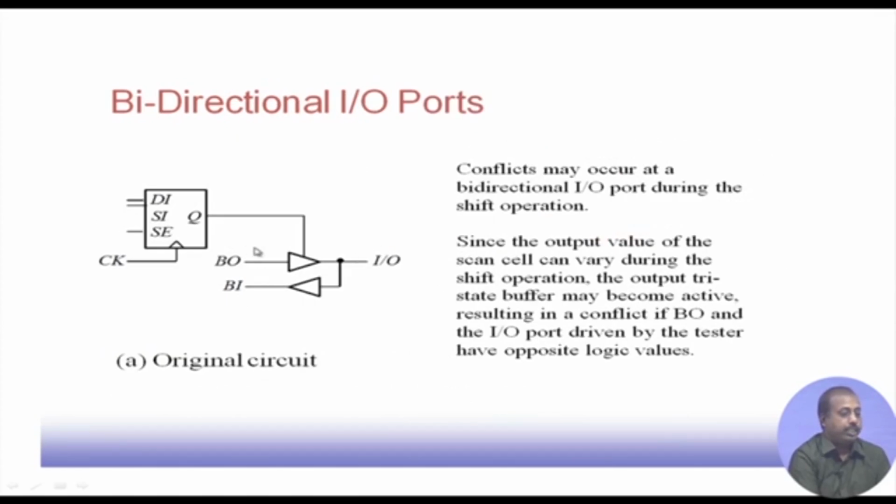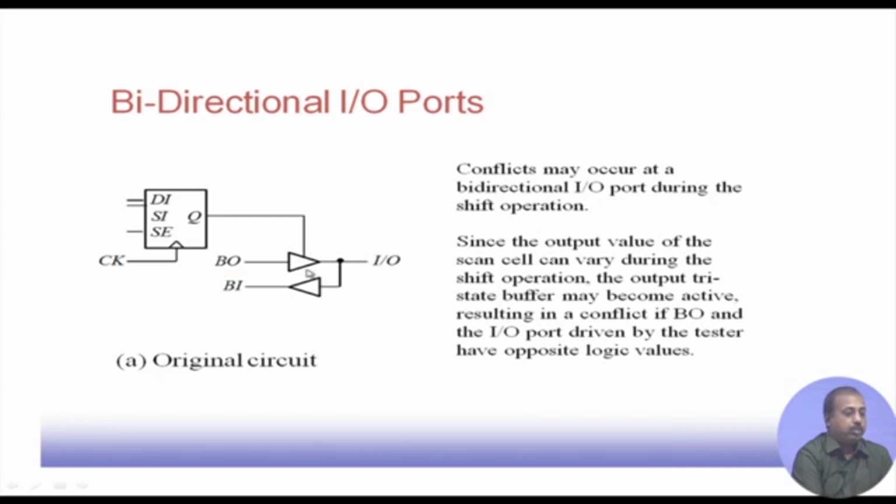Then there are bidirectional IO ports. This is a structure where we have an input output pin, a bidirectional pin, and there are buffers. This buffer puts the value to the buffered input. Similarly, the buffered output will go through this buffer and come to the output. This is a very standard design when we have bidirectional IO. Now, the conflict may occur at a bidirectional IO port during shift operation.